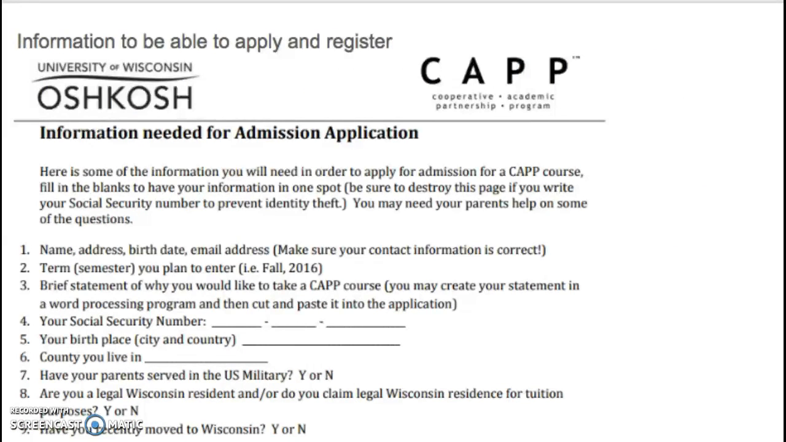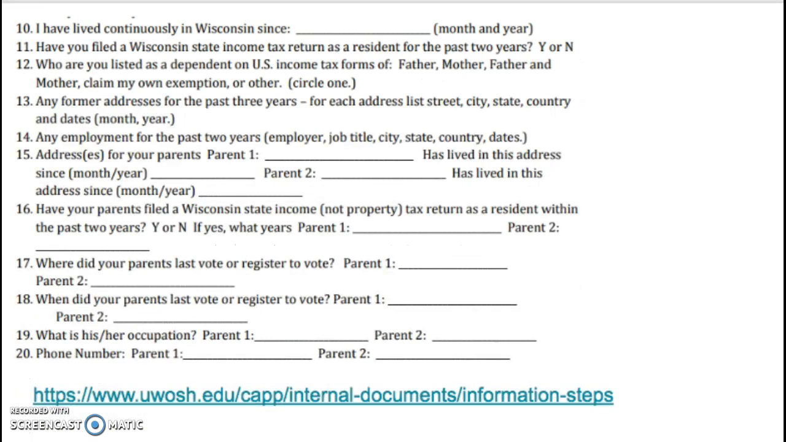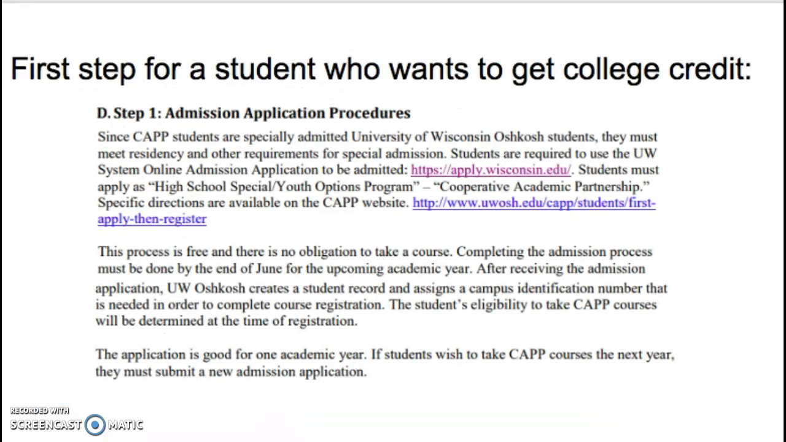For students to be able to apply, this page has some of the information that they need. Pause here to keep reading. This is the rest of the information they need to apply. So once the student has this, the application process online is very fast. Again, the application part is free. It's the registration for the class that will get you to that tuition rate.